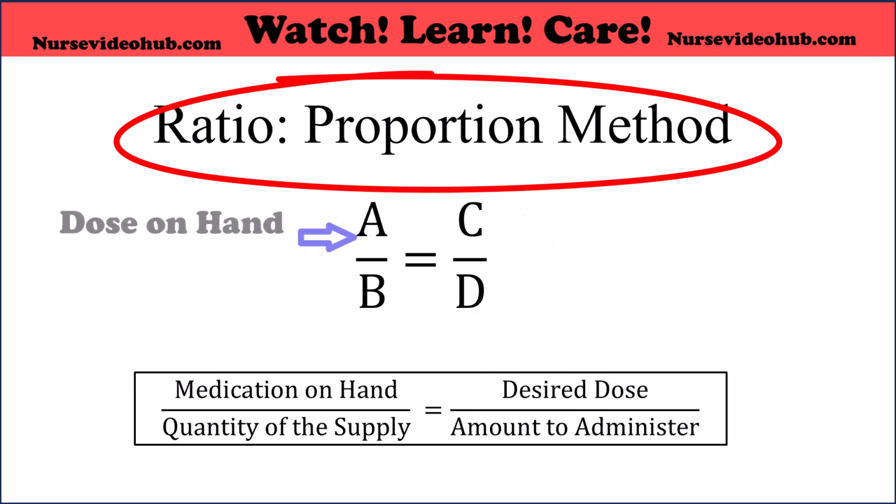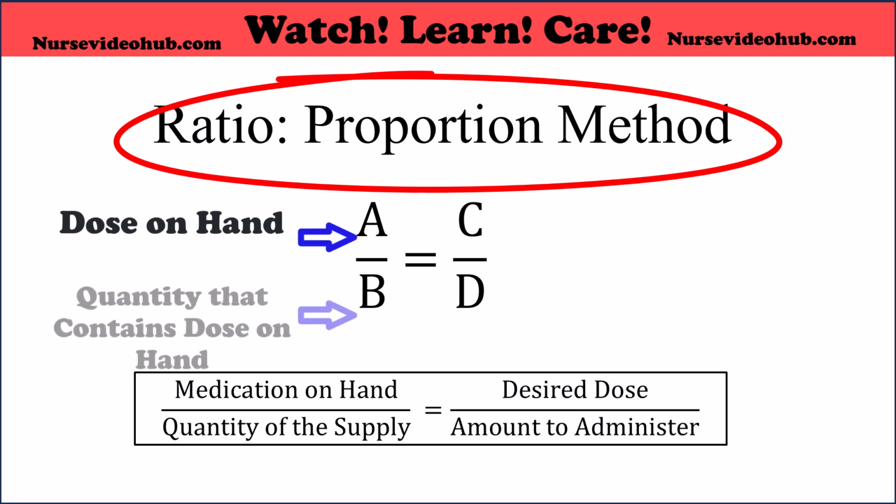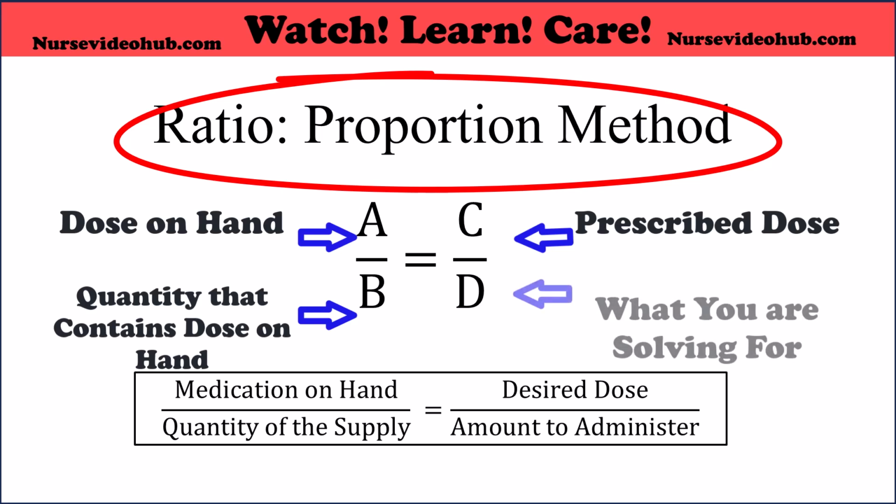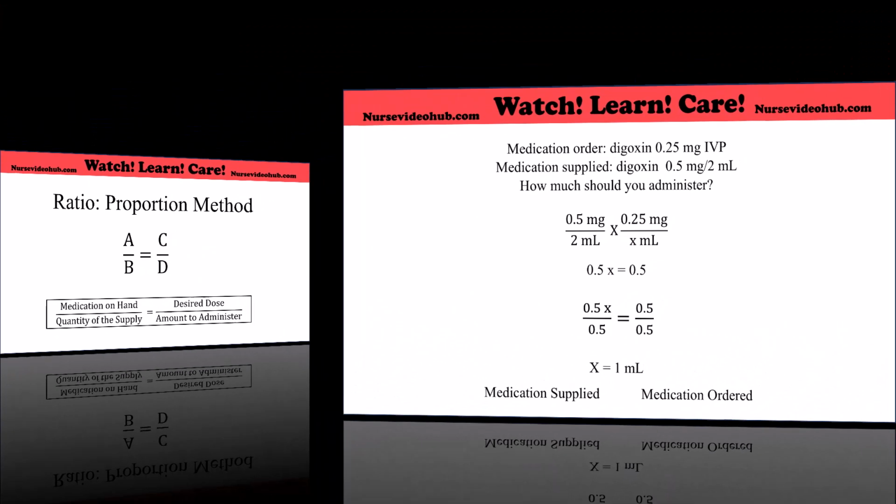A is the dose on hand. B is the quantity that contains the dose on hand. C is the prescribed dose. And D is the unknown quantity, what you're solving for. By cross-multiplying and solving for the unknown, you can determine the correct amount of medication to administer.